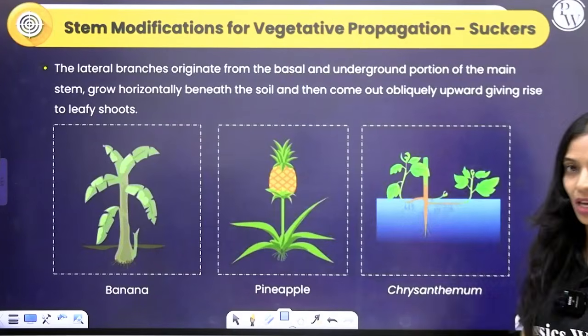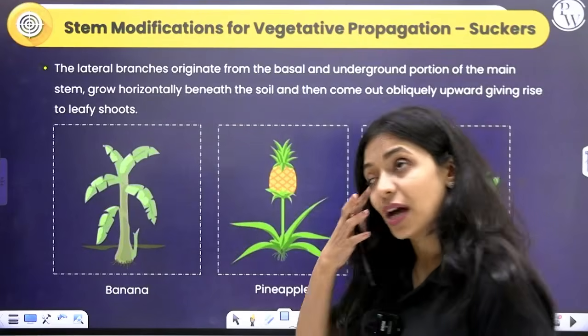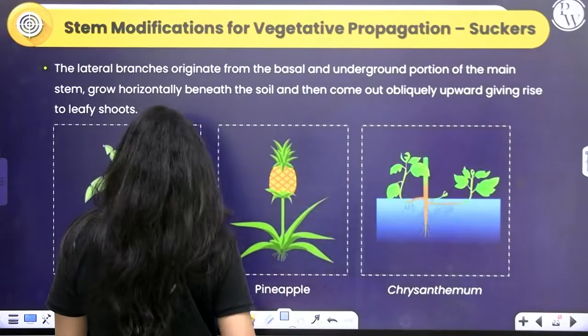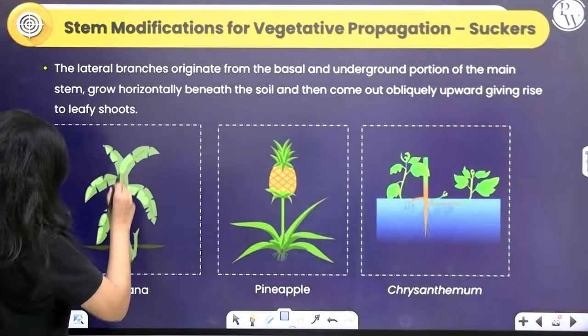Last one, we have sucker. Sucker you can see in banana, chrysanthemum, pineapple. Here what happens is, you have the stem.